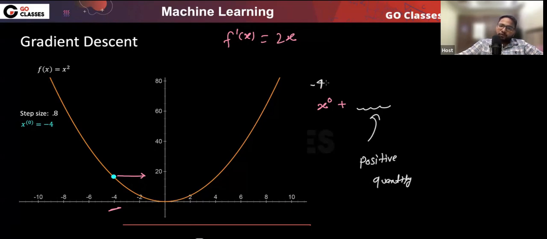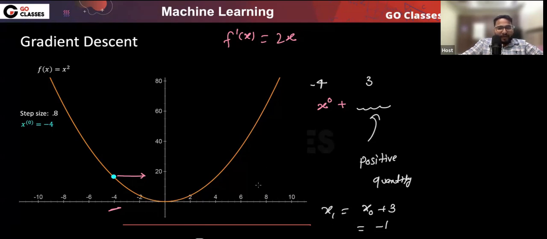Suppose this is minus 4. Let's suppose I add 3. Then what is my next point? What is the x1? Minus 1, right? So if I add 3, then I will come here. Is this fine to everyone?